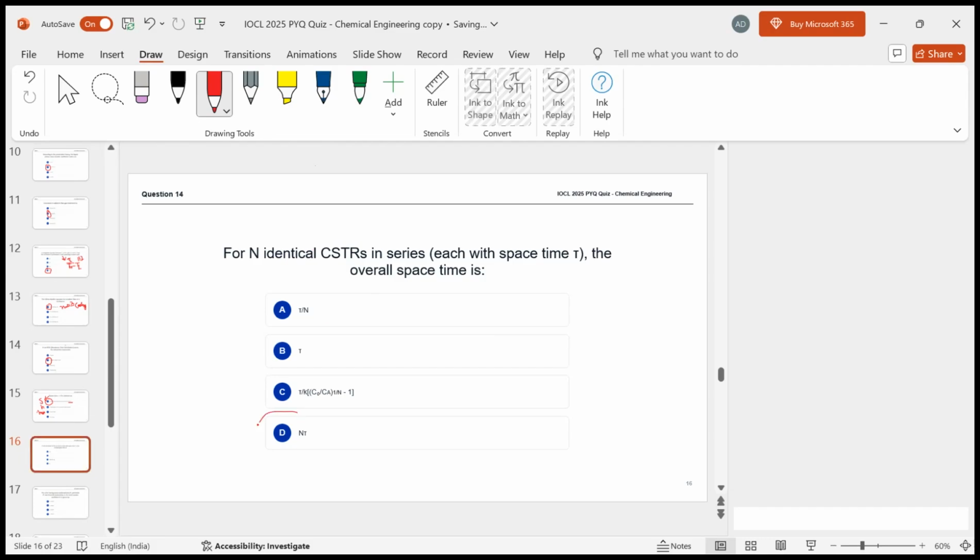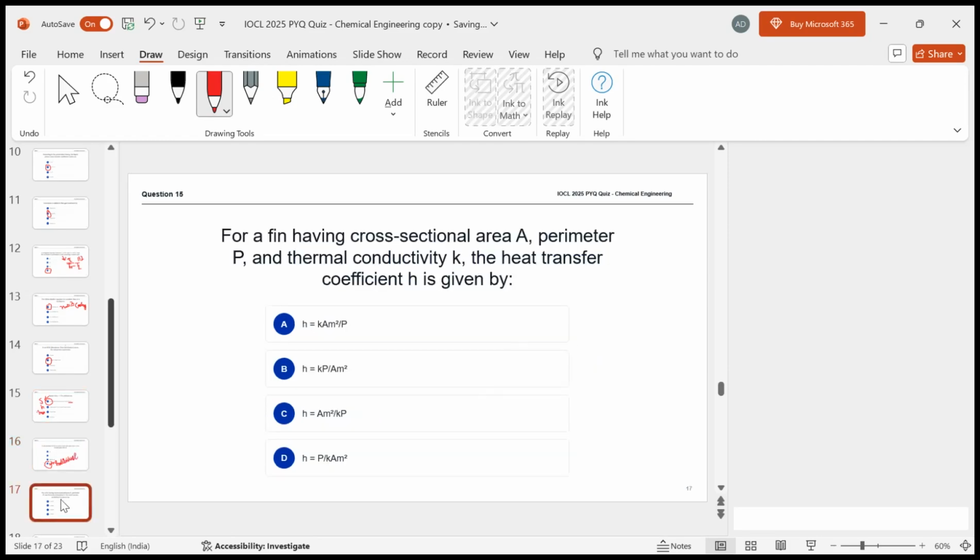For n identical CSTRs in series, the overall space-time is n times the individual space-time. This is your individual space-time.